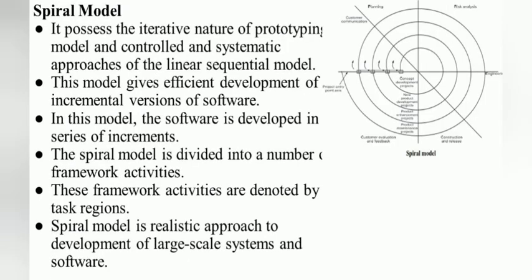Next, spiral model. The spiral model possesses the iterative nature of prototyping model and the controlled and systematic aspects of the linear sequential model. This model gives efficient development of the incremental versions of software. Here the software is developed in a series of increments. The spiral model is divided into a number of framework activities. These framework activities are denoted by task regions. This spiral model uses a realistic approach for the development of large scale systems and software.